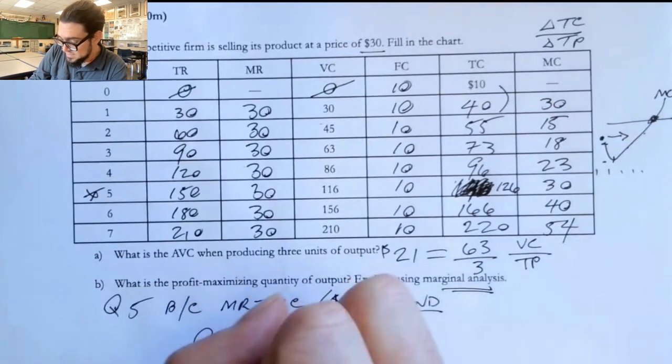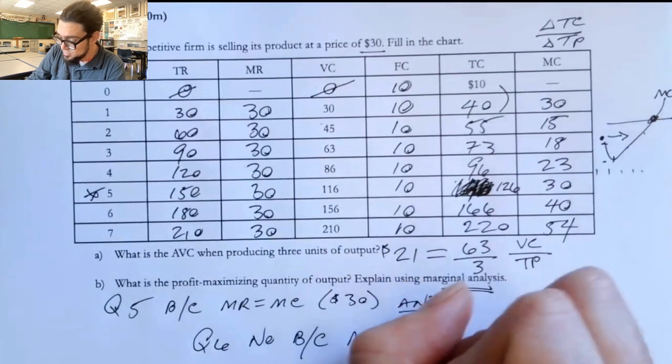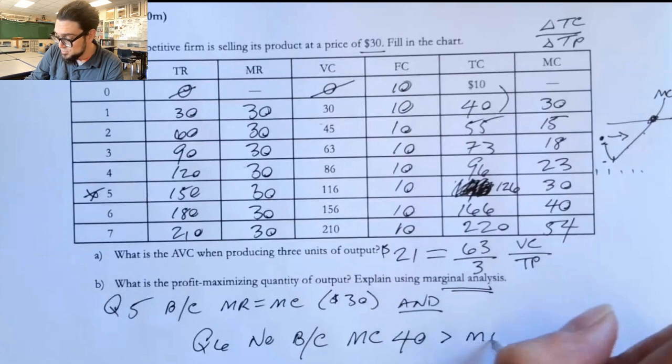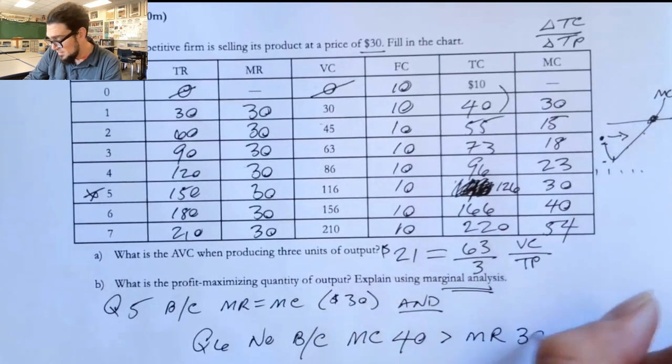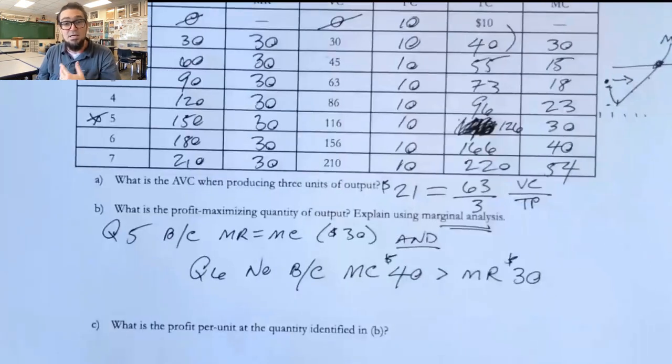And Q6, no, because the marginal cost, which is 40, is greater than the marginal revenue, which is 30. And that is enough to tell a grader that you really do understand the idea of marginal analysis. You're thinking on the margin, you're comparing the marginal costs and marginal revenues.